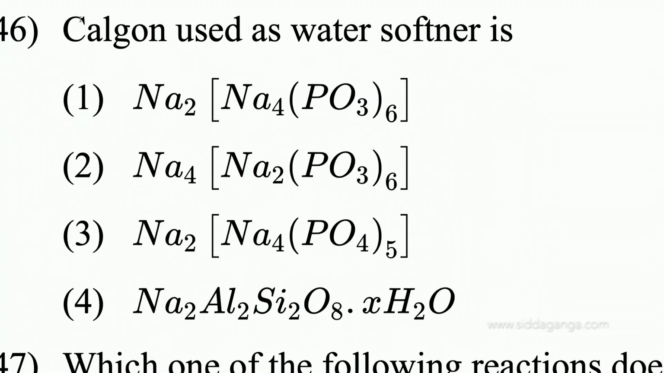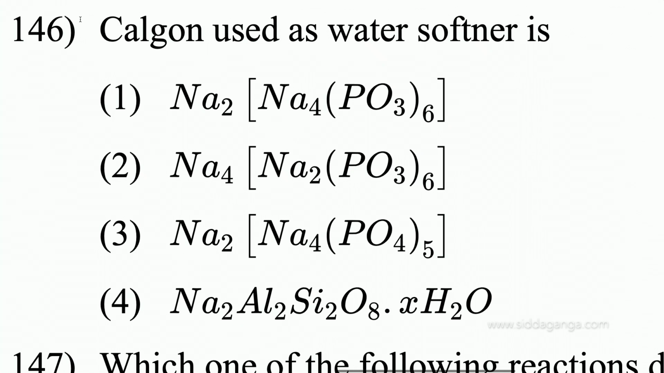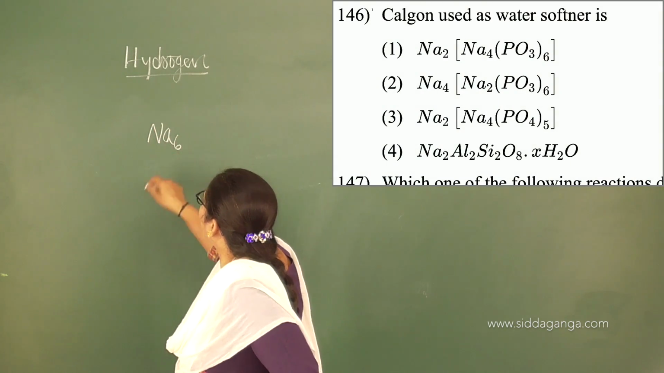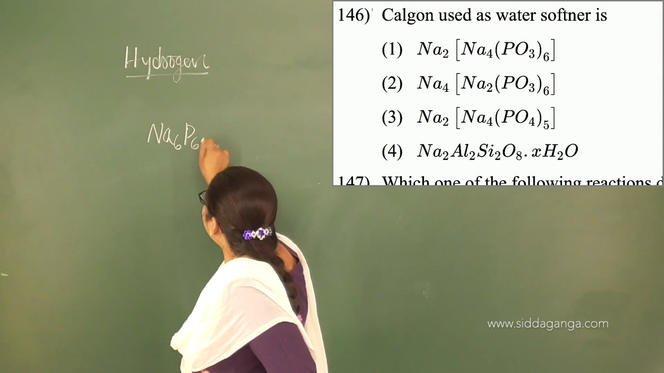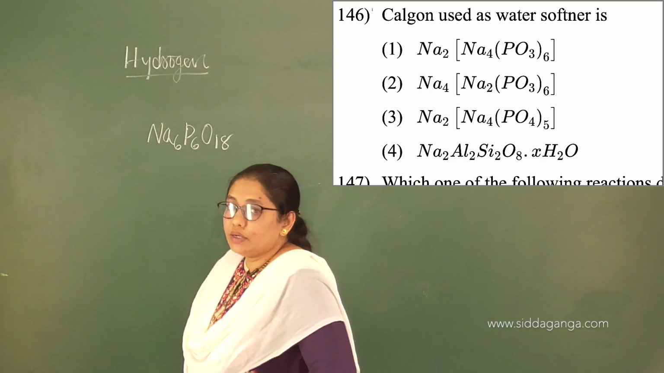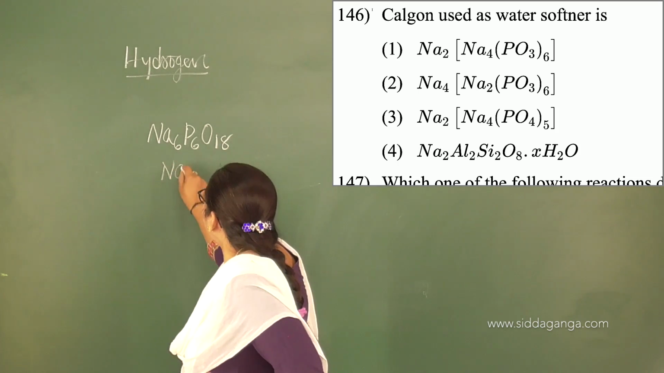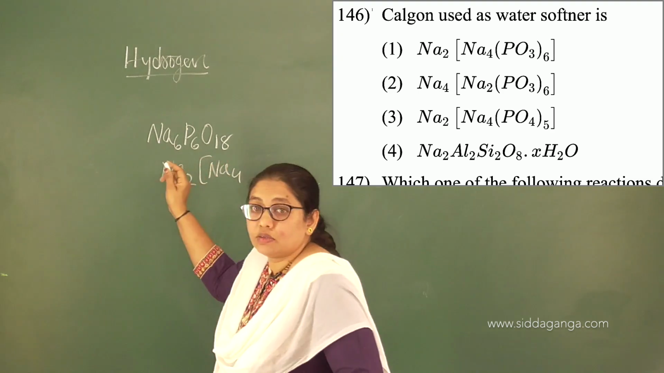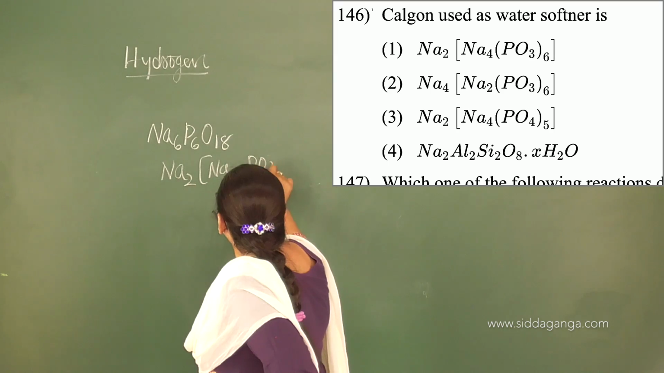Next question. Calgon, used as a water softener, you know that Calgon is nothing but sodium hexametaphosphate. In the NCERT textbook, it has been given as Na6P6O18. So the answer for this one is the first one, that is Na2[Na4(PO3)6].